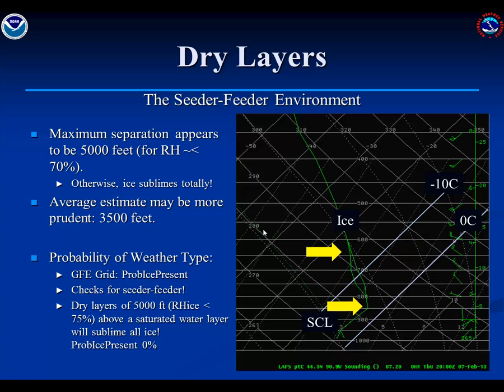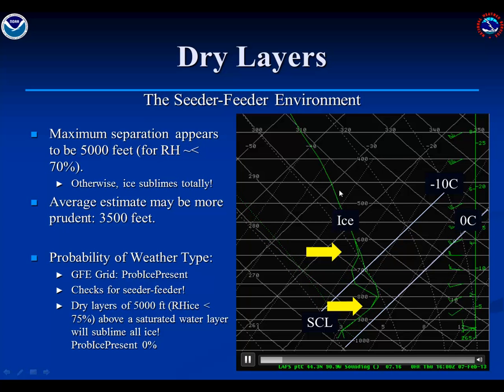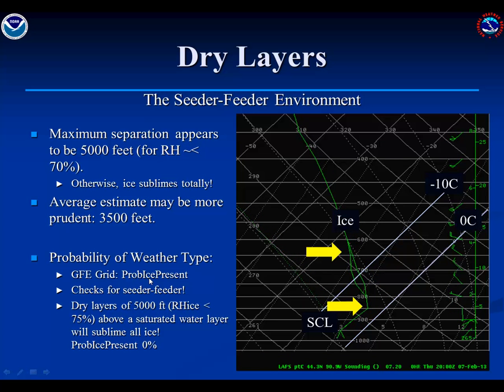And the seeder-feeder mechanism is when ice is introduced from a layer above into a supercooled liquid layer, it actually glaciates that layer into ice. And so the probability of weather type will check for that, and it does it when it looks at the prob ice present grid and calculates the probability of ice present. So we've already talked about that grid once, but here's how it relates to the seeder-feeder.